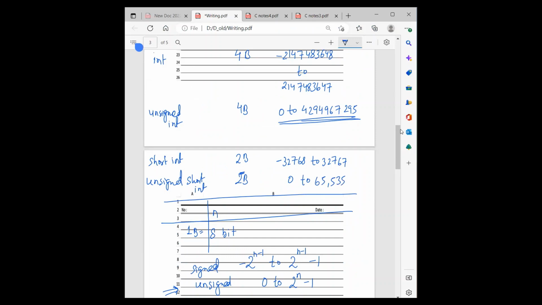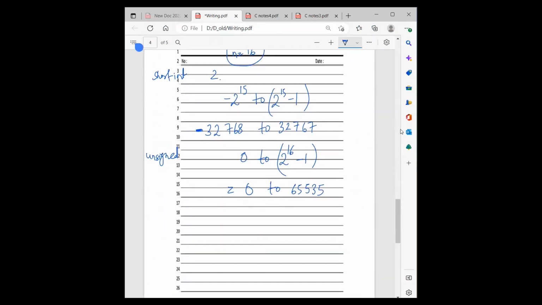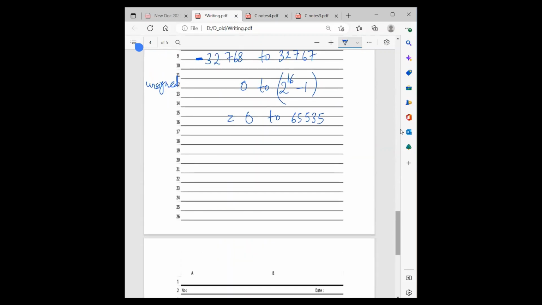Okay, 35. We have calculated it here. How we are finding it: 0 to 2 to the power of n minus 1. Similarly, you can find the range of values it can store for other data types also. And you can write the code and check whether it is working properly or whether it is something else in your system.